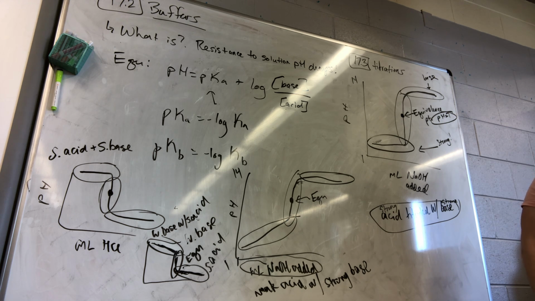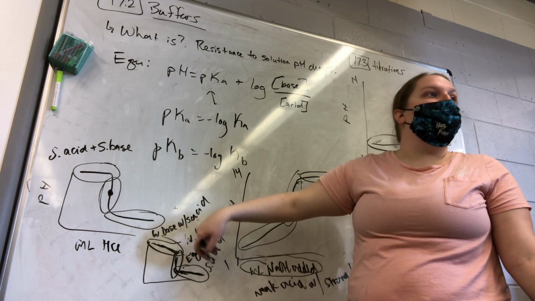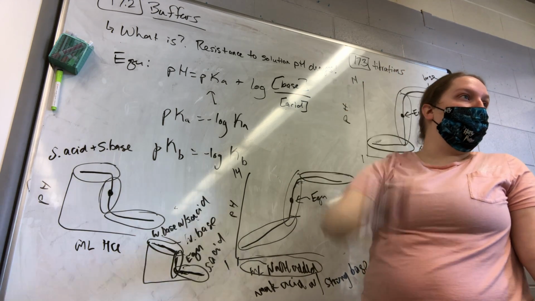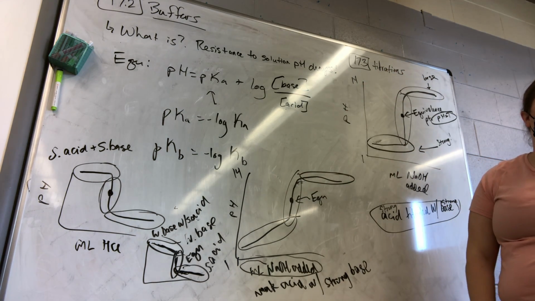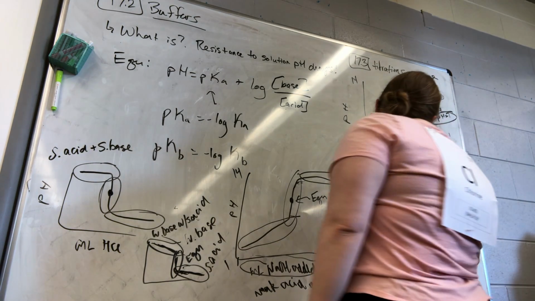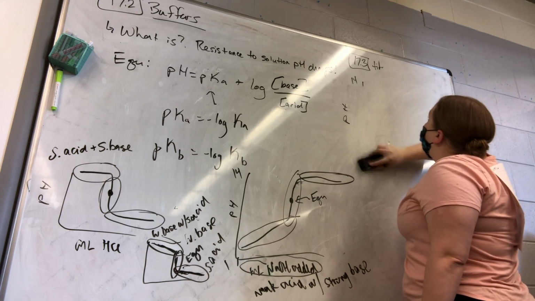Yes, ma'am? So you know it's weak, so it goes down. Right, so you're looking for a less level part of the initial curve if it's weak. Okay. All right, let's do some pH calculations. We're going to do strong acid base first.